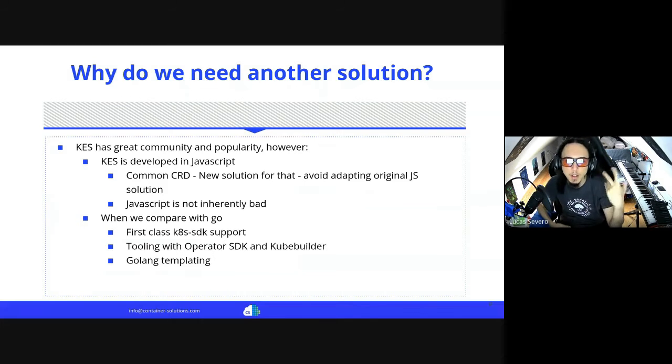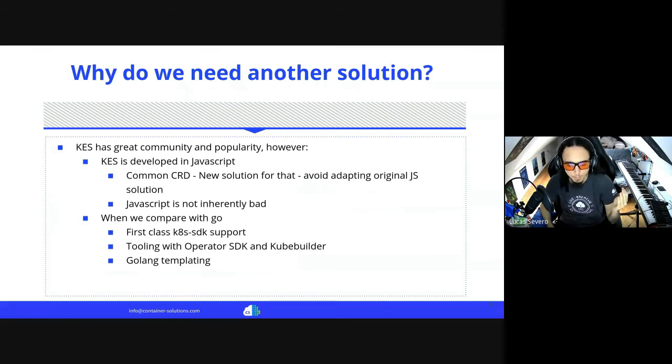And I'm saying that we need a new solution. It was basically because they were developing in JavaScript. And I don't want to say bad things about JavaScript. JavaScript is not inherently bad. It's not a problem with the language or the ecosystem and nothing like that. It's just that when we compare with Go, at least for us and the things that we wanted, Go would deliver a bit more for us. So it has first-class Kubernetes SDK support. And we have clients that are really updated and are really used by Kubernetes people.